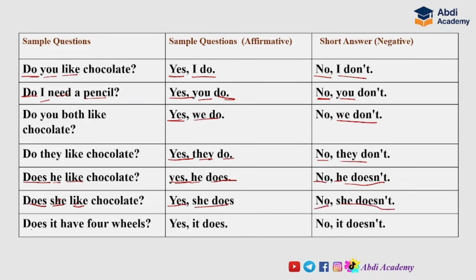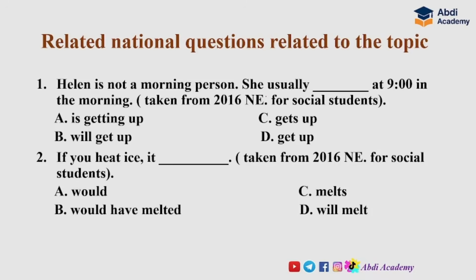The last example is does it have four wheels? Yes it does or no it doesn't. So gaafa deebisnus maal irratti hundaa'aa jechuudha? Subjectii hima sanarra adda baasuu qabna jechuudha. This is the sample questions and the sample answers, short answers.